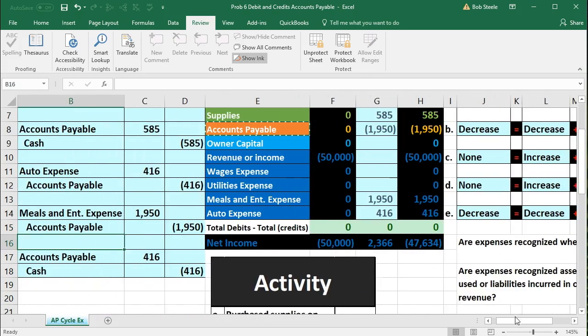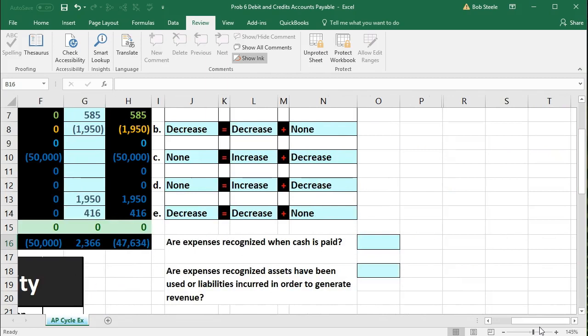Last couple questions we can think about. Are expenses recorded when cash is paid? Not necessarily, not under the matching or expense recognition principle. Expenses are recognized when assets have been used or liabilities incurred in order to generate revenue. Expenses are recognized when assets have been used, and that's going to be the definition.